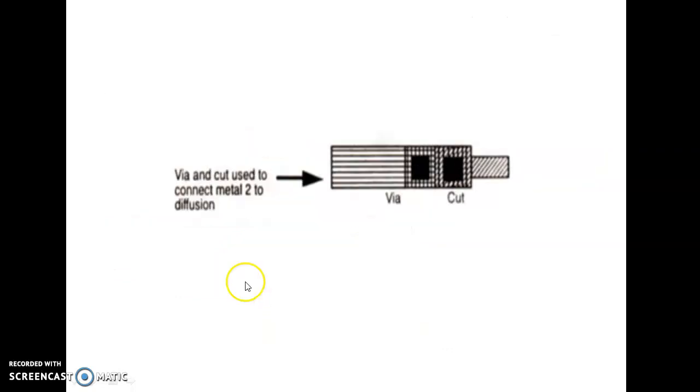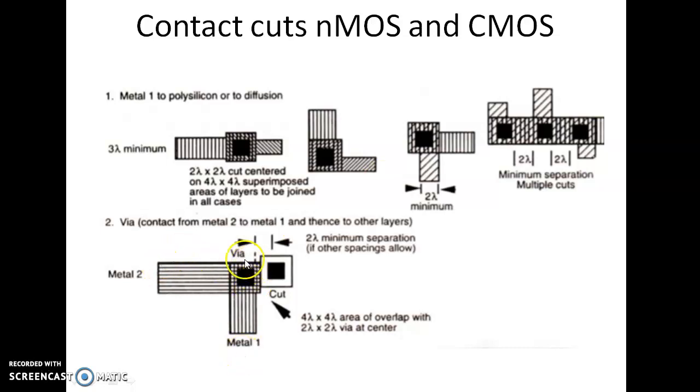Whenever we have a cut and via, the via and cut are used to connect metal to diffusion. So this is diffusion, this is metal. Then also we need to follow the rule. So this is the cut, this is the via. What is the basic difference between cut and via? Cut is connecting the metal and the diffusion. Via is connecting two different metals. So whenever we have a via and we have a cut, here also 2 lambda minimum separation is to be followed.